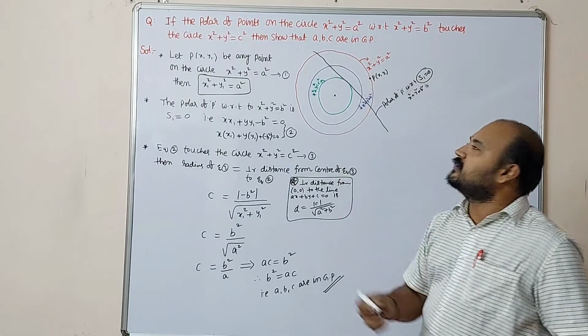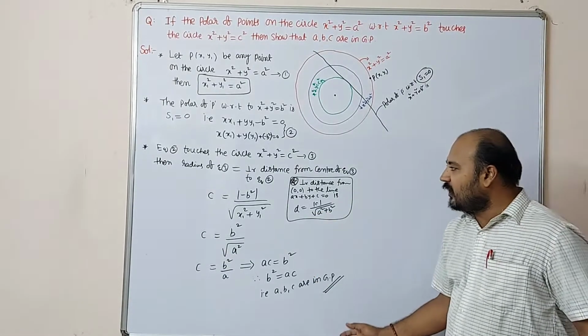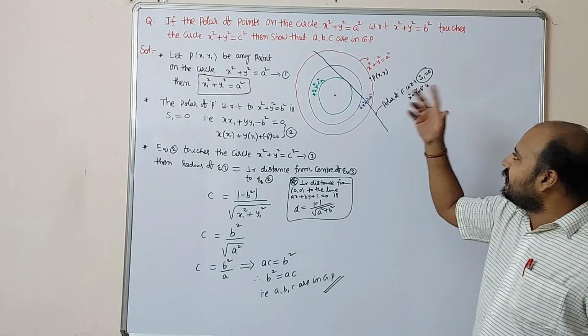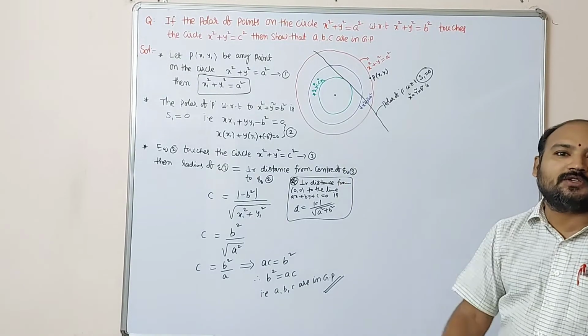They are asking to prove a, b, c are in GP. That's what we proved here. I hope you understand, dear students. This is the way; if you draw the diagram, it is easy to understand.